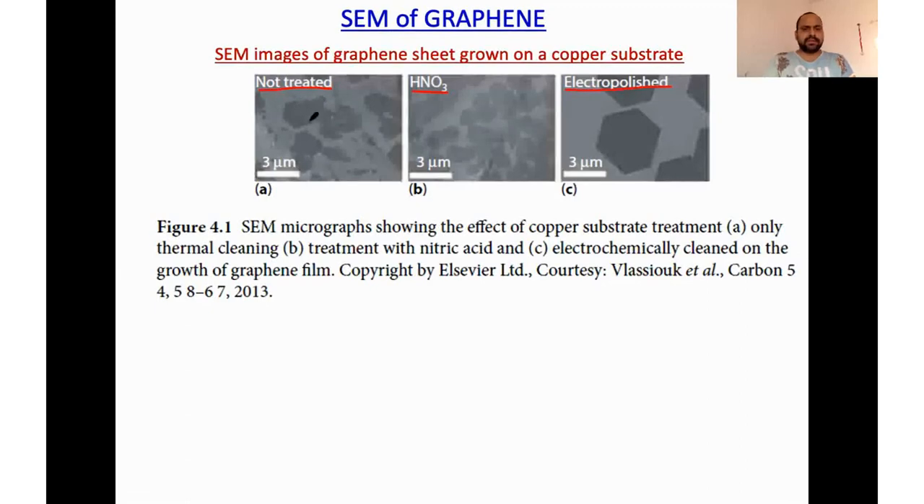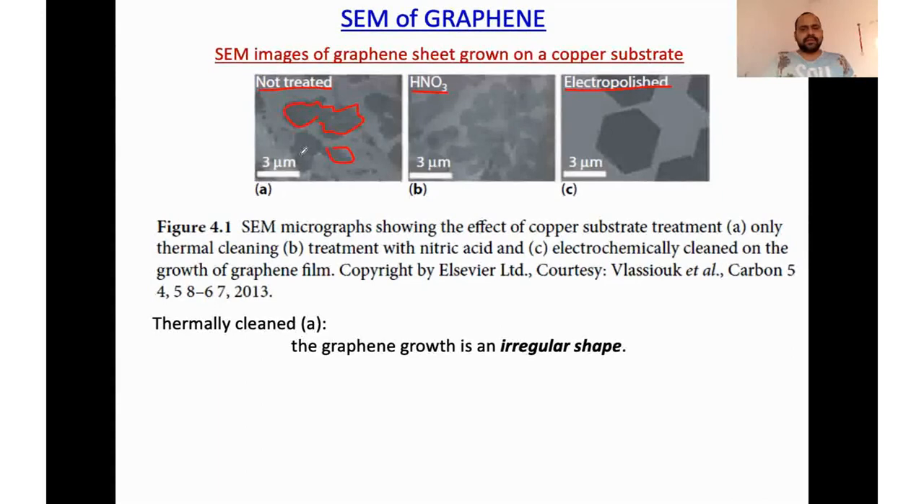See, if you can see here, this black color in picture A, it looks like some growth is here, here, here, here, here. Then some growth is here, in this region, in this region, in this region. So what would we say, if we are using the substrate without treating, just thermally cleaned because we are using very high temperature, then the graphene growth is an irregular shape. See, there's no regular shape in the graphene.